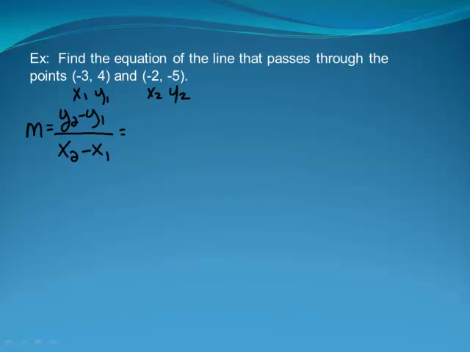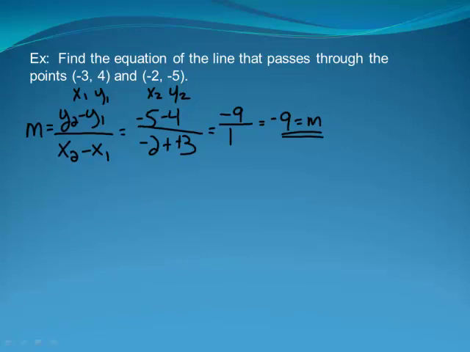Plug those values in, we get -5 minus 4 divided by x2 minus x1, which will be -2 minus a -3. Be careful of all those negatives. Clean that up. -5 minus 4 is -9. -2 minus a -3 is the same as adding a positive. So -2 plus 3 is 1. And -9 divided by 1, of course, is -9. And again, that's our slope value.